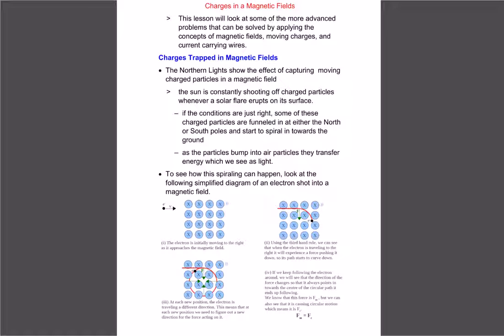Okay, today we're going to look at what happens when we have moving charges inside of a magnetic field, or we could have a wire inside of a magnetic field creating a force. And we're going to look at what happens when certain scenarios occur. So we're going to be using our two formulas.